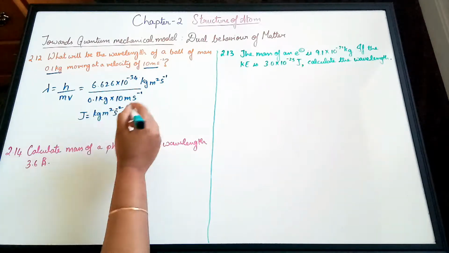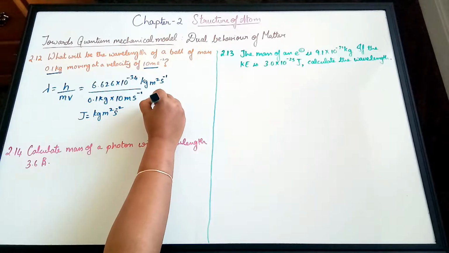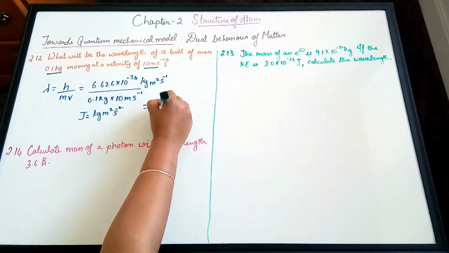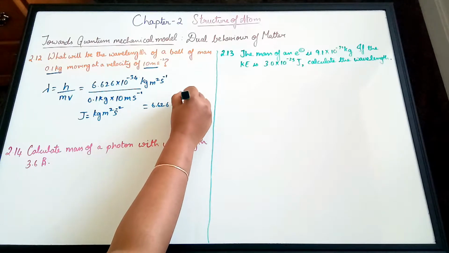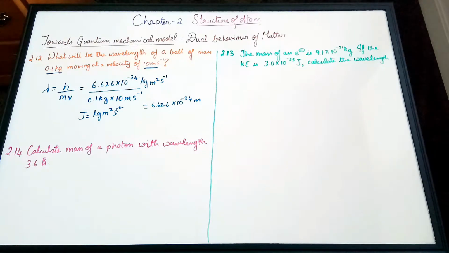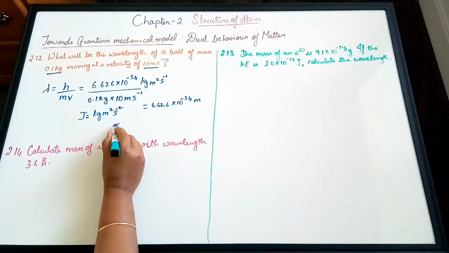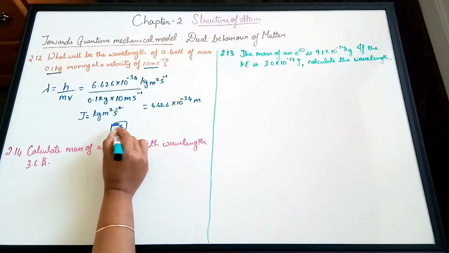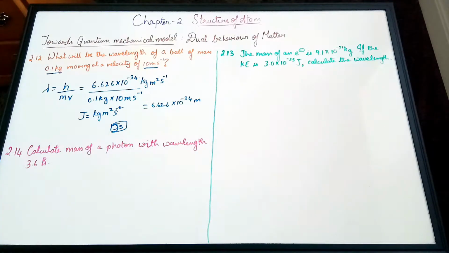When we simplify this, we get 6.626 into 10 to the power minus 34 meters. So the wavelength is 6.626 into 10 to the power minus 34 meters. We just had to substitute the value of mass and velocity, and instead of using the Planck's constant in terms of joules second, we converted the units, and after simplification we get 6.626 into 10 to the power minus 34 meters.